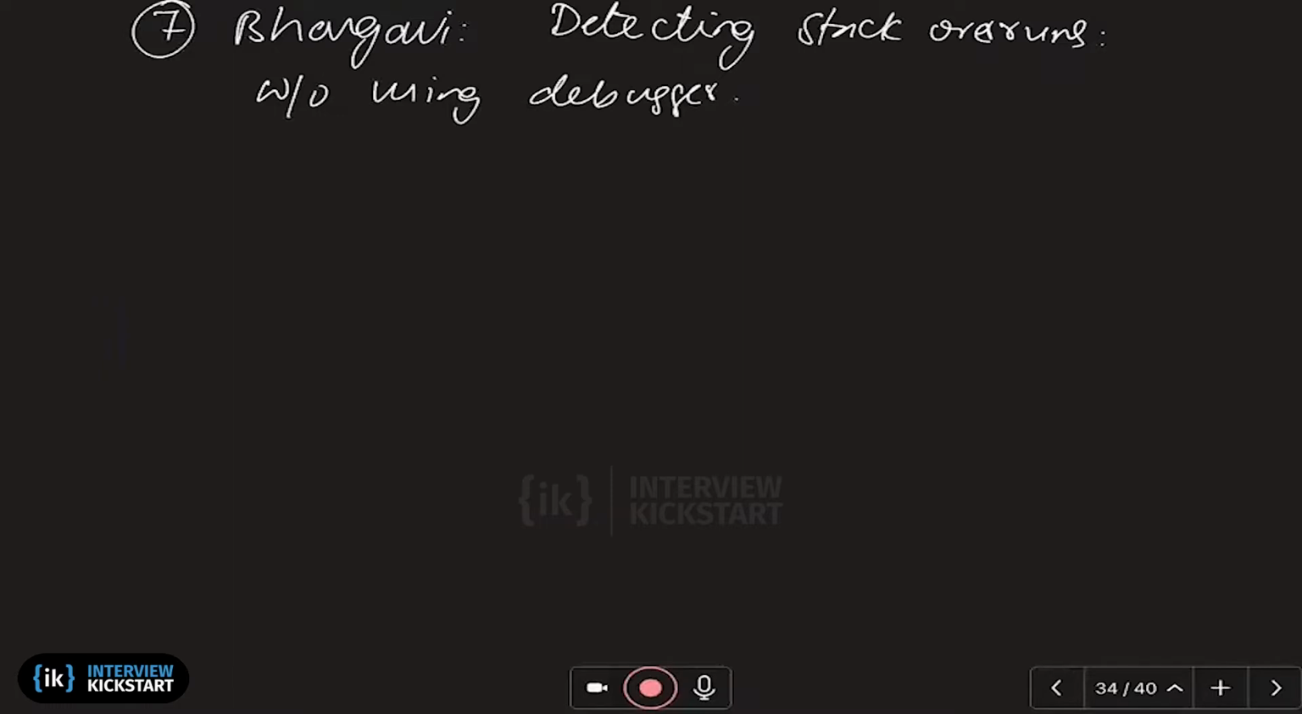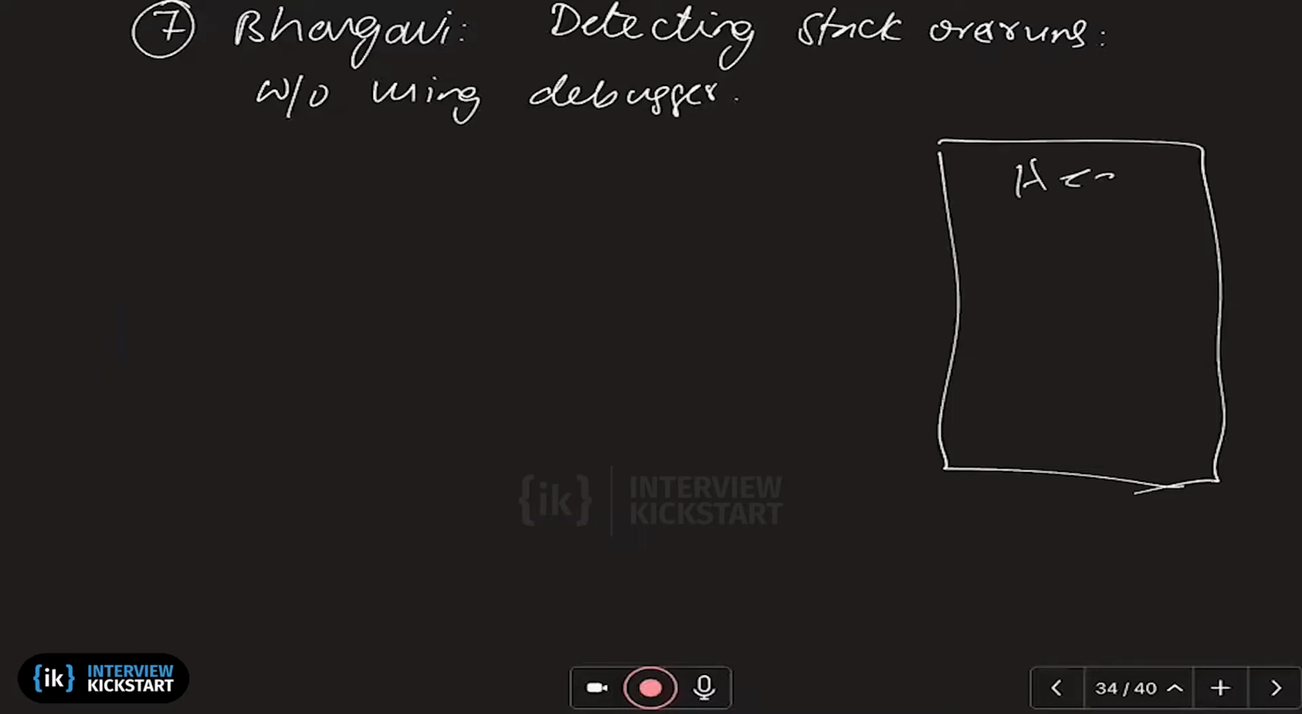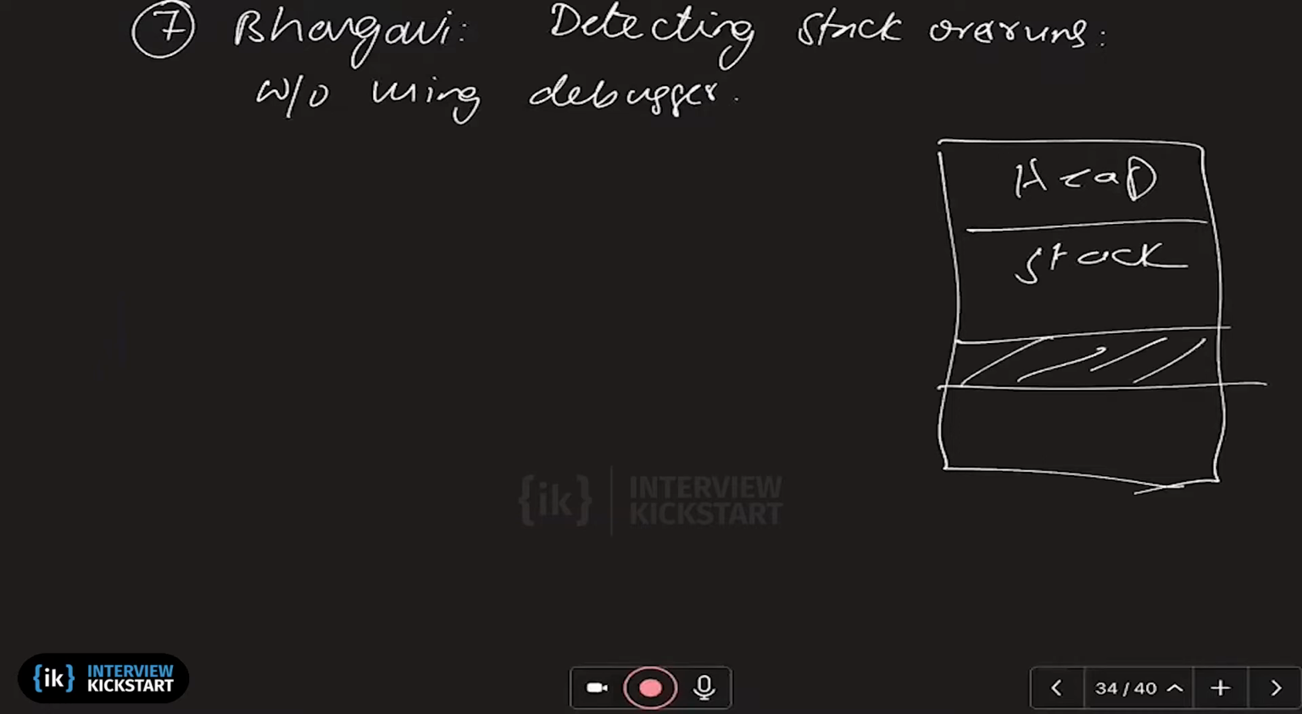Detecting stack overruns without using debugger. Okay, so I guess you would have watched the videos on memory usage and so on. So I'll just recap from this. The typical layout of memory, let's say there is heap, there is stack, and then some area, and then there's globals, right? So this is the base of the stack, and the stack pointer will move.